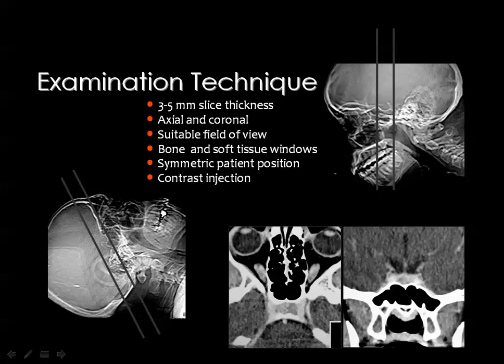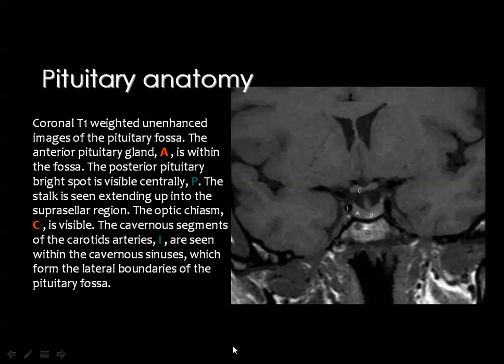In many times we need to inject the patient with intravenous contrast, and in most of the head and neck imaging we should ensure the symmetric position of the patient during scanning. This is an example of an axial image through the pituitary fossa, and this is the coronal image. You should know that the coronal plane is one of the most important planes for evaluation of the pituitary gland, both in CT and MRI.